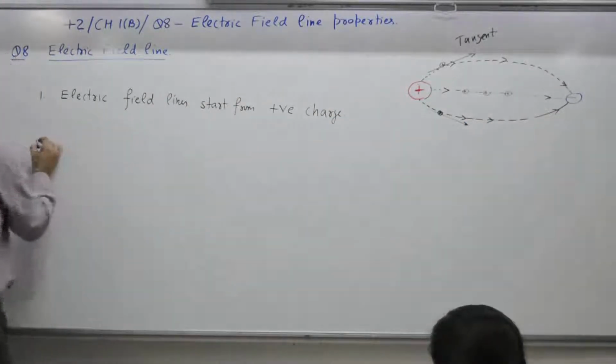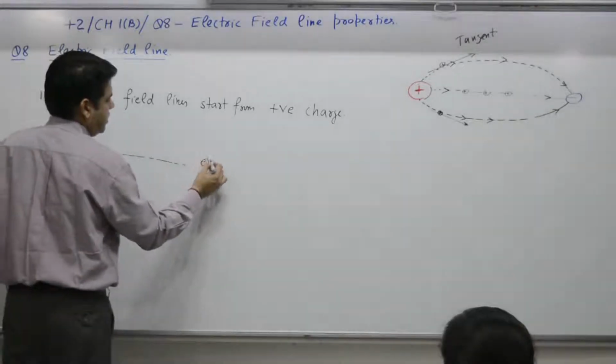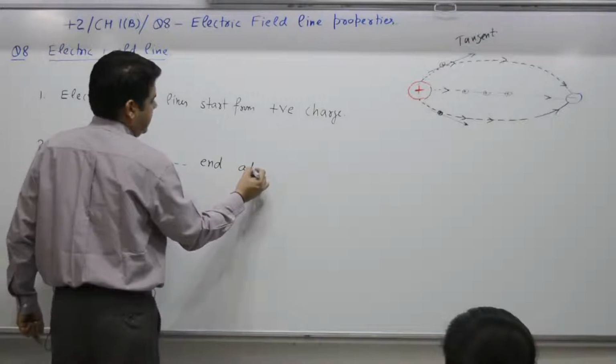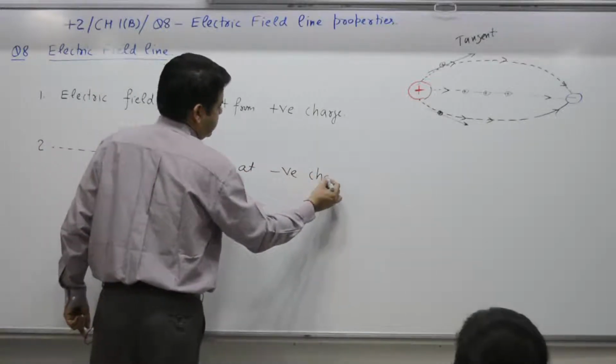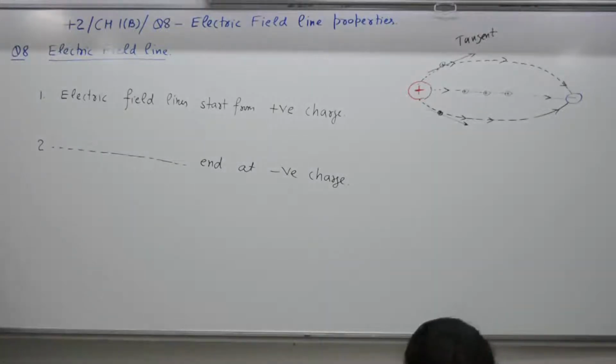Two, electric field lines end at negative charge. One minute to write point number 1 and 2.